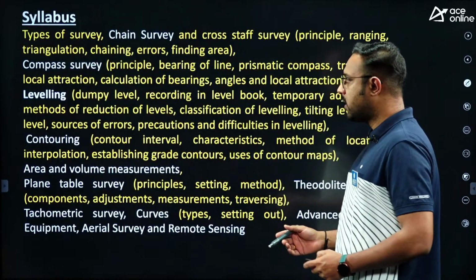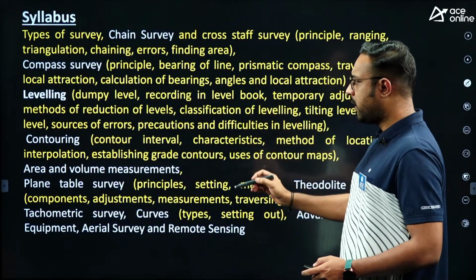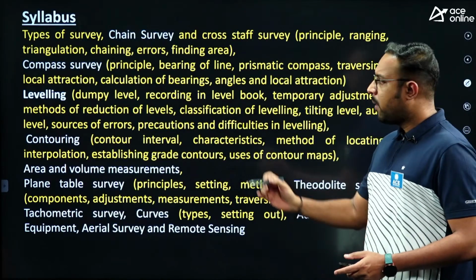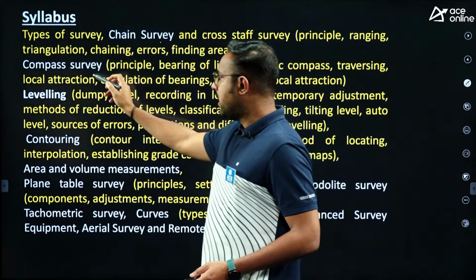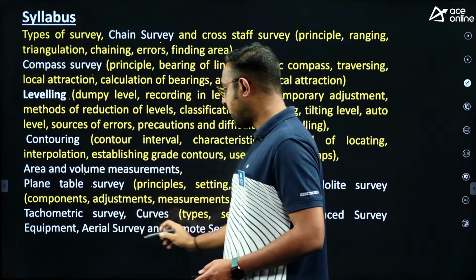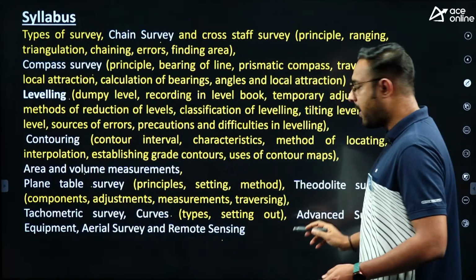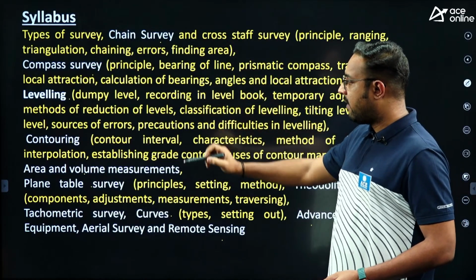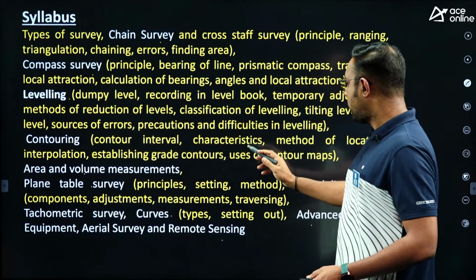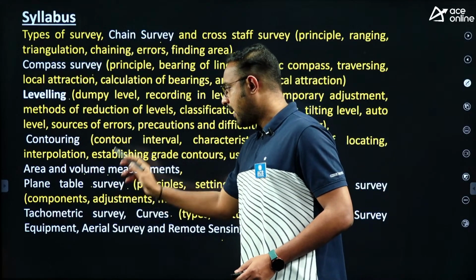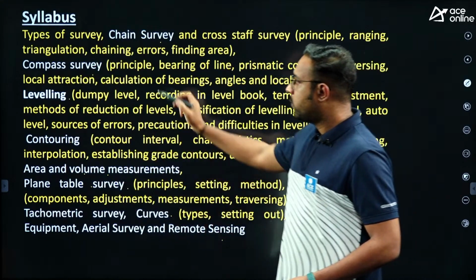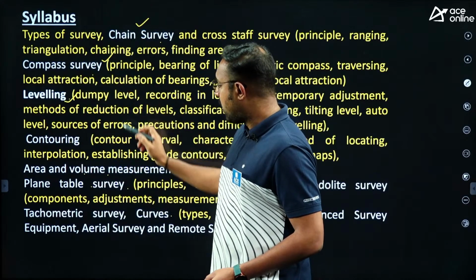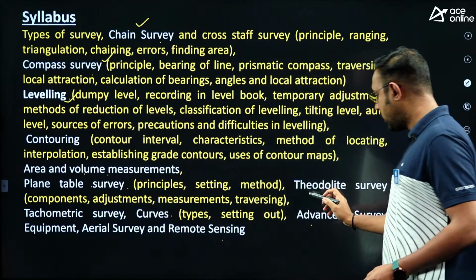So coming to the syllabus of this particular examination, it appears to be very big. Many statements are given, but the ones that I have highlighted here are the names of the chapters. If you count it likewise, it becomes more or less manageable for us. The chapters that we have are chain survey, compass survey, followed by leveling, followed by contouring, followed by plane table survey and the areas and volume calculations. With chain survey, compass survey, leveling, and our Theodolite survey, you can see here Theodolite survey.